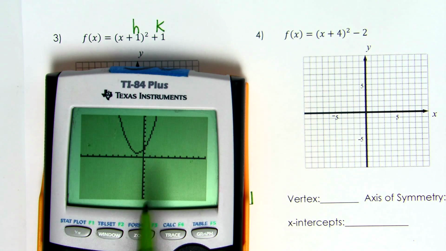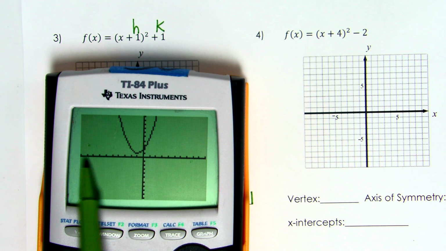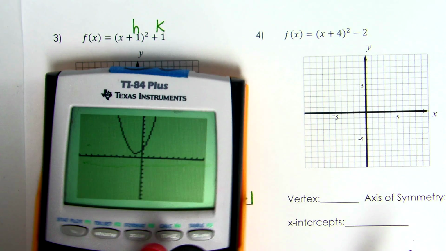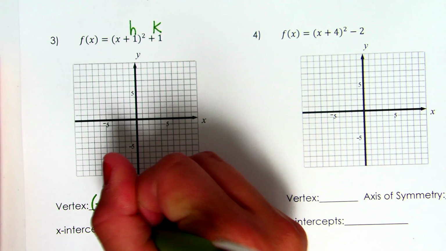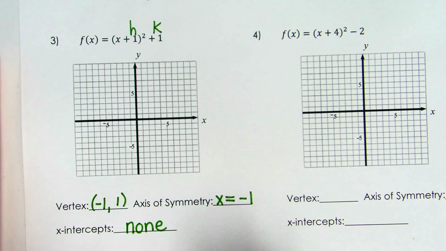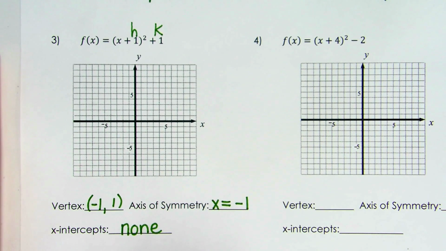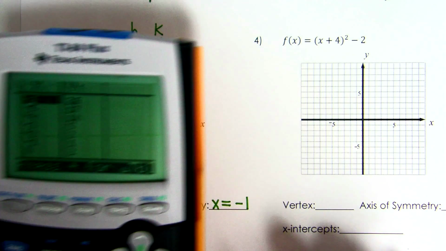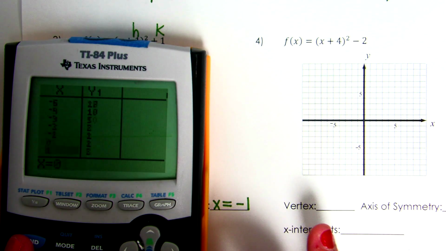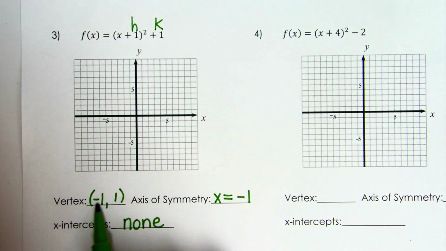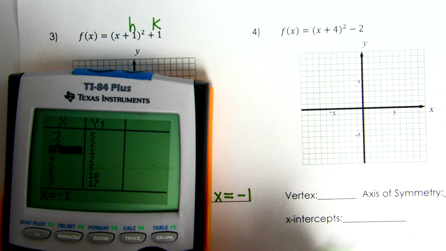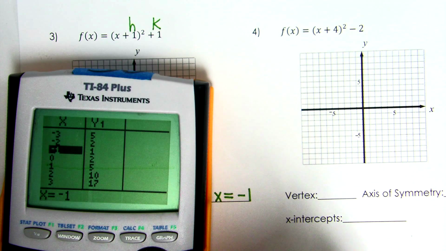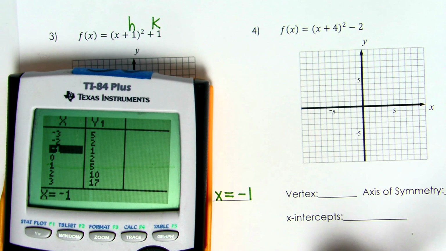Okay, now what we see here is, does it touch the x-axis at all? No, so I have no x-intercepts. So I'm going to write none. All right, but it would be helpful to have 2 more points just so that I can graph. So I have my vertex, I know, is (-1, 1). And so I'm just going to use a couple of these points in my table to help me graph.